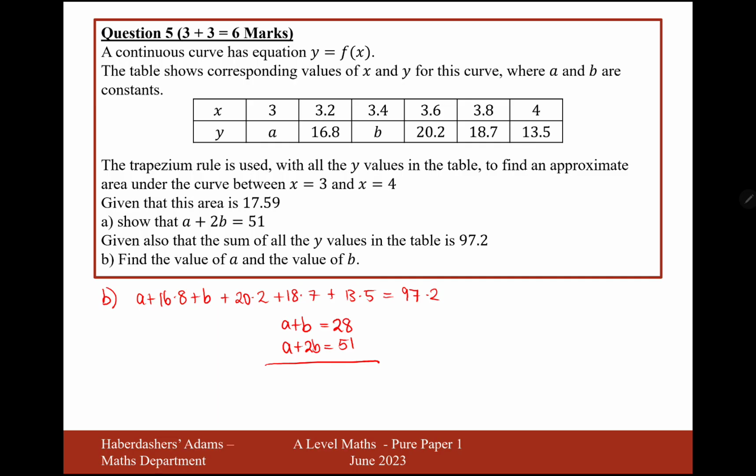So now let's set up our two simultaneous equations and let's solve them. So 51 take away 2 lots of 28. So b is minus 5. No, hold on. Let's just go to the mode on the calculator that solves simultaneous equations for us. A is 5, beg my pardon, not minus 5. A is 5 and b is 23. And there we are, that's the answer for this question 5 here, worth a total of 6 marks.